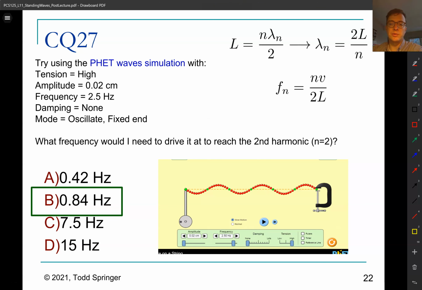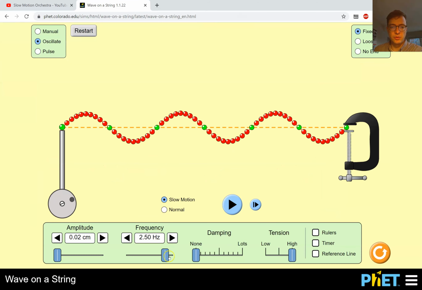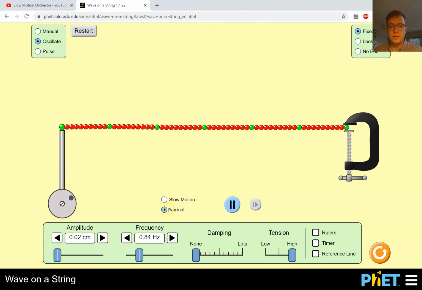I started at n equals 6. I want to end up in n equals 2. The only way to do that is to decrease the frequency by a factor of 3. 2.5 divided by 3 is about 0.84. Let's try it out. So let me decrease this now to 0.84 and restart it and give it a second to develop.